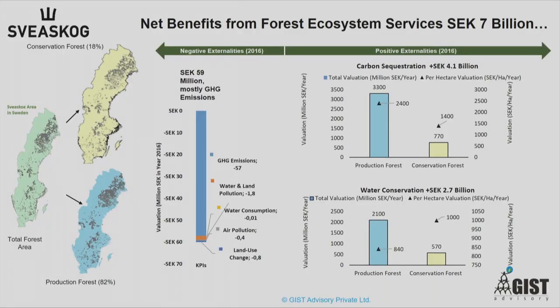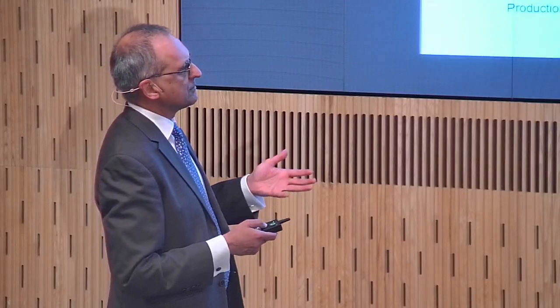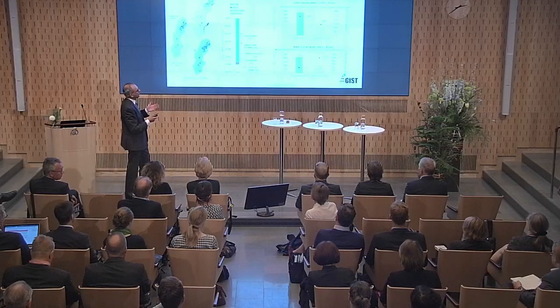If we take the total areas, which is roughly 3.1 million hectares and 0.6 million hectares of production and conservation forests, and we take the value that they generate based on location by location measurements combined through this map that we've created, then we get some significant numbers as a result of that. 2.7 billion in terms of water conservation and 4.1 billion.